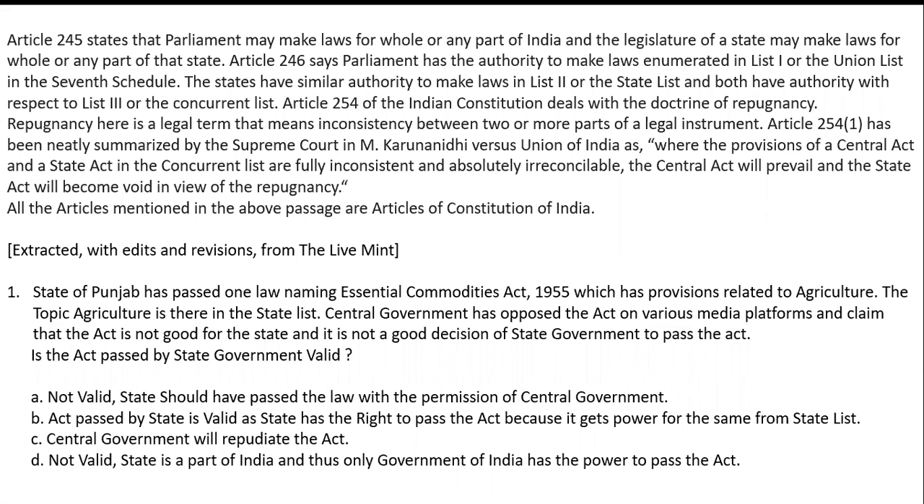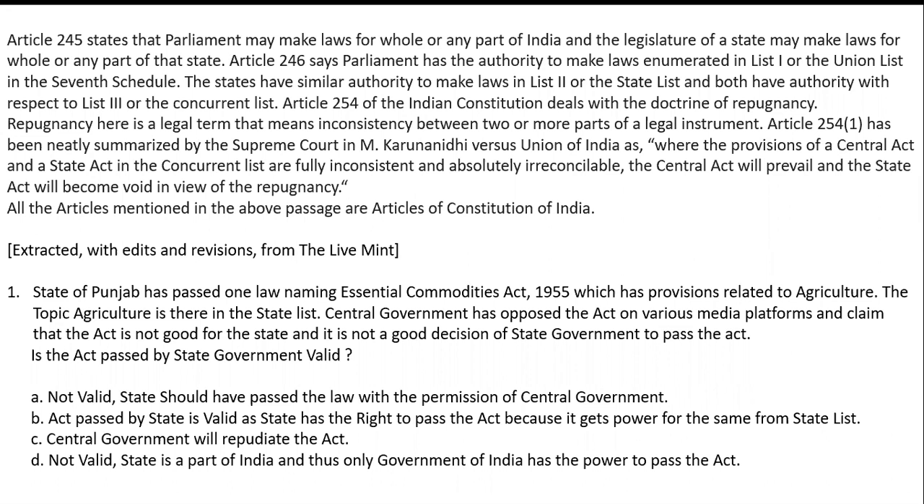Option A says it's not valid because the state should have passed the law with the permission of the central government. No, this is a wrong option, because if the topic is in the state list, then by virtue of Article 246, the state has the right. The state can make law independently without the permission of the central government. Without even informing the central government, the state can pass that particular law. So this option is wrong.